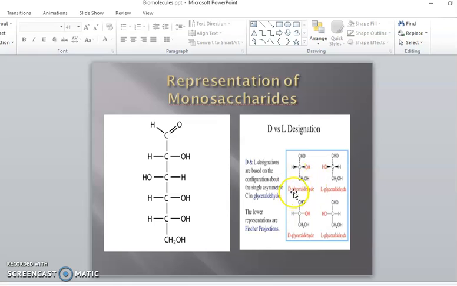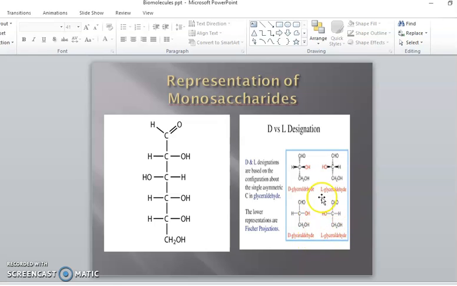Now here you have a molecule called glyceraldehyde. What is glyceraldehyde? It is an aldotriose. There are only 3 carbons. Now on this glyceraldehyde, you have the OH group on the chiral center. If the OH group is present on the right side, then it is called capital D glyceraldehyde.